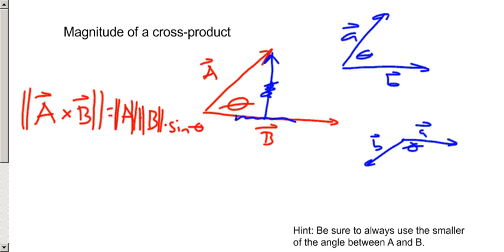Okay, well let's dive more into cross products. So let's think about our unit vectors. So we have I cross I.